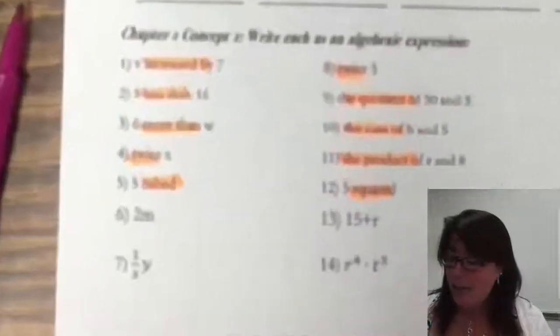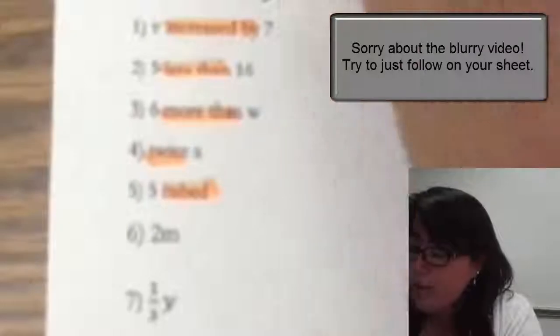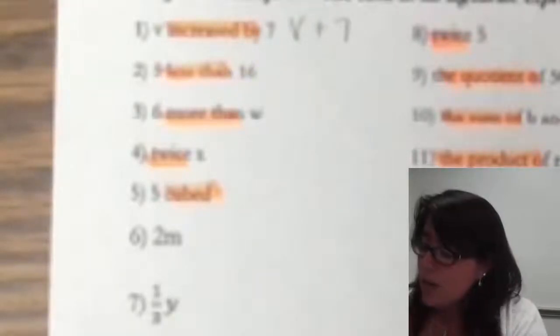Let's take a look at some of these together. Let's say V increased by 7. Well, increased by is an addition word, so I can take V and 7 and add them together. 5 less than 16. Oh, there's that tricky word, than, which means to reverse the order. So instead of starting with 5, I'm going to start with 16. And then less than is a subtraction word, so 16 minus 5.